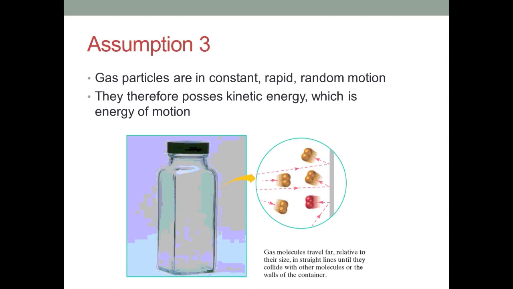Assumption 3. The gas particles are in constant, rapid, random motion. So these gas particles are constantly moving around inside of that container, such as you see there, and they're bouncing off that wall. They're going to bounce off and it's going to maintain that kinetic energy.